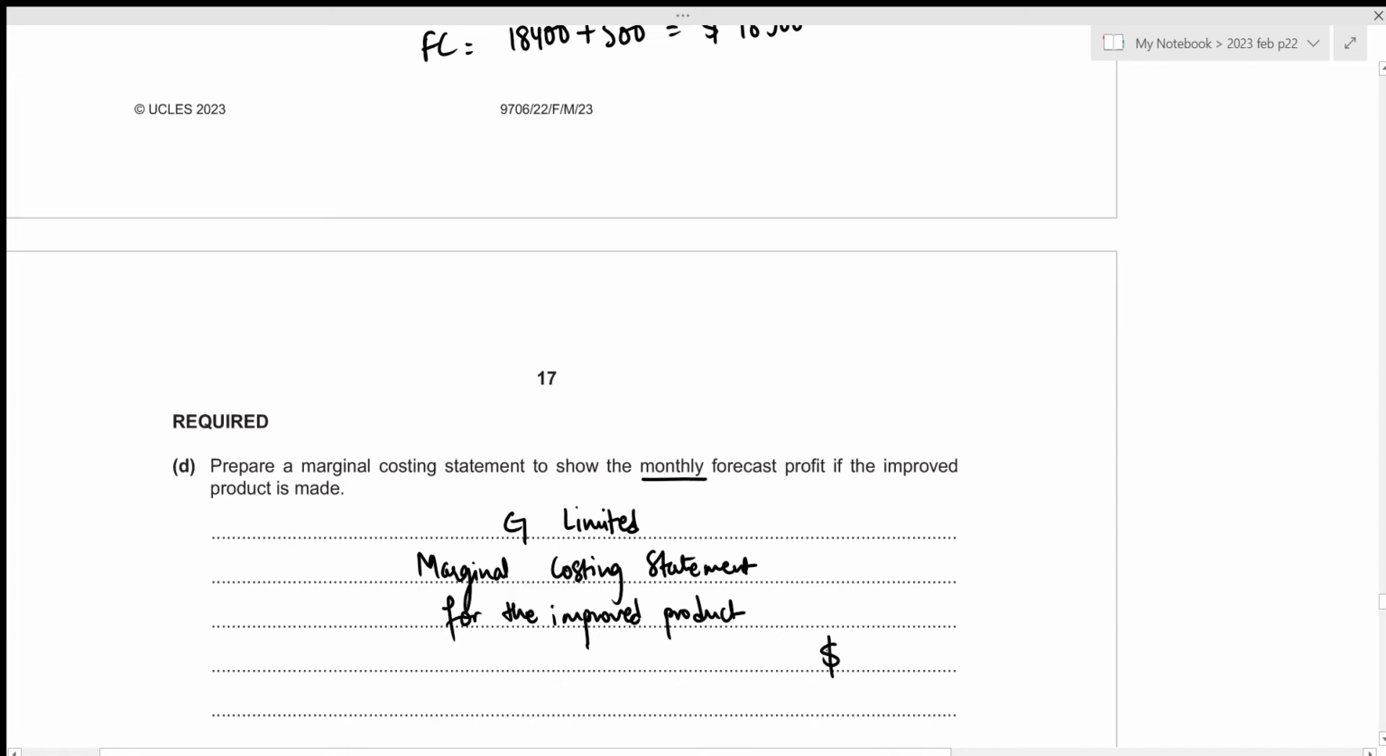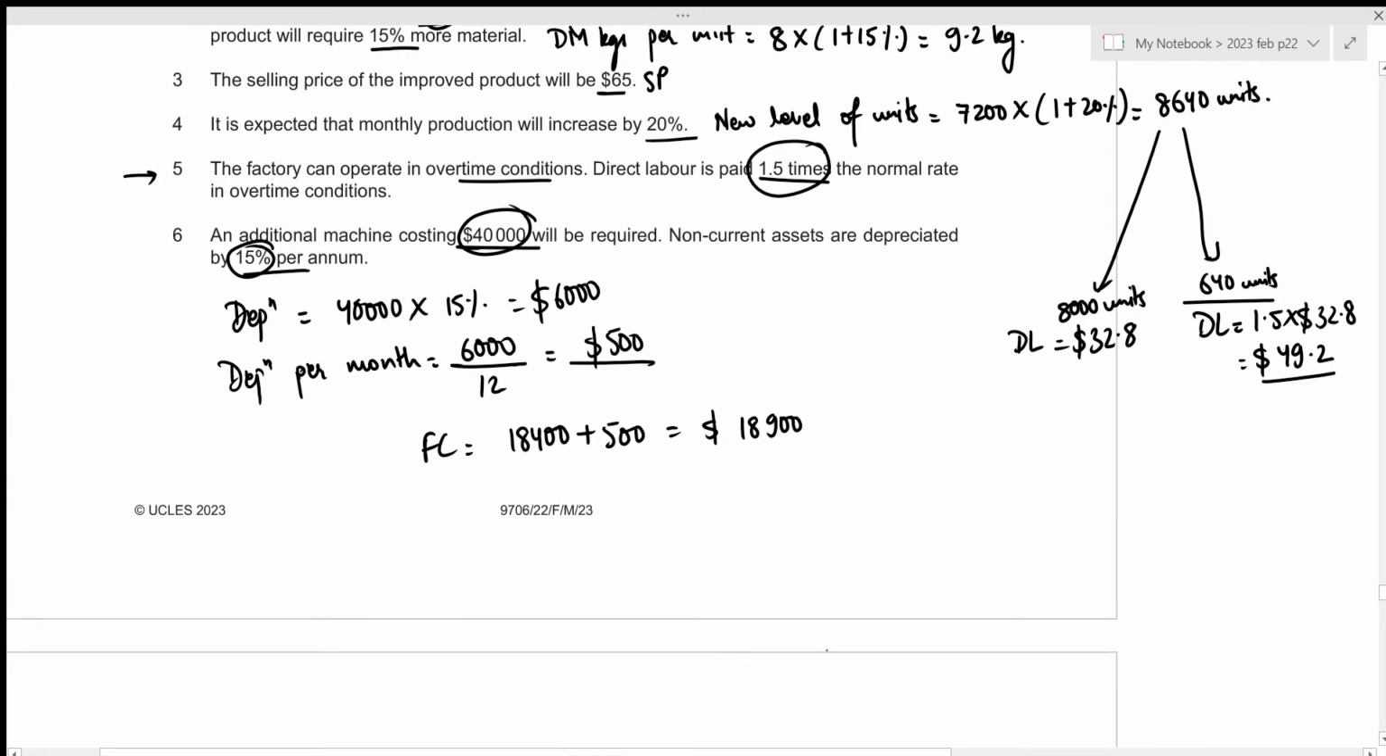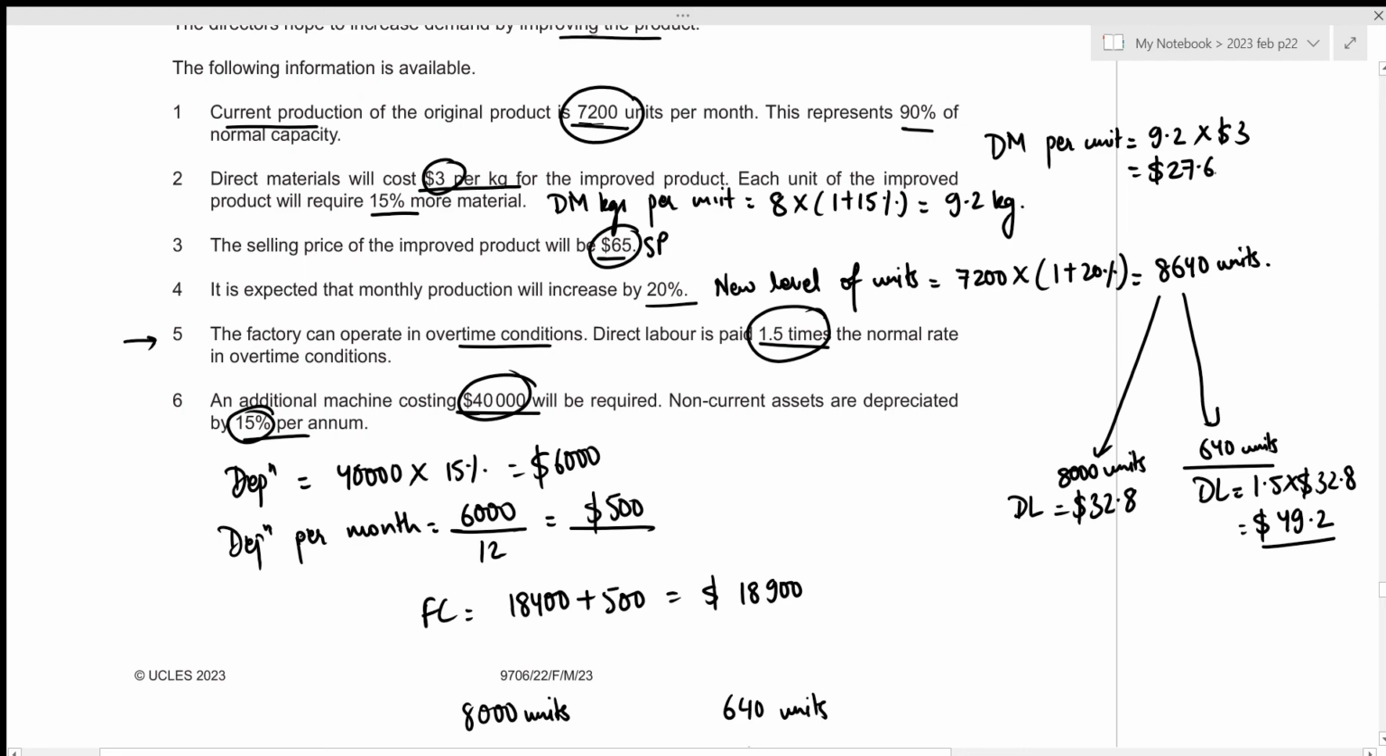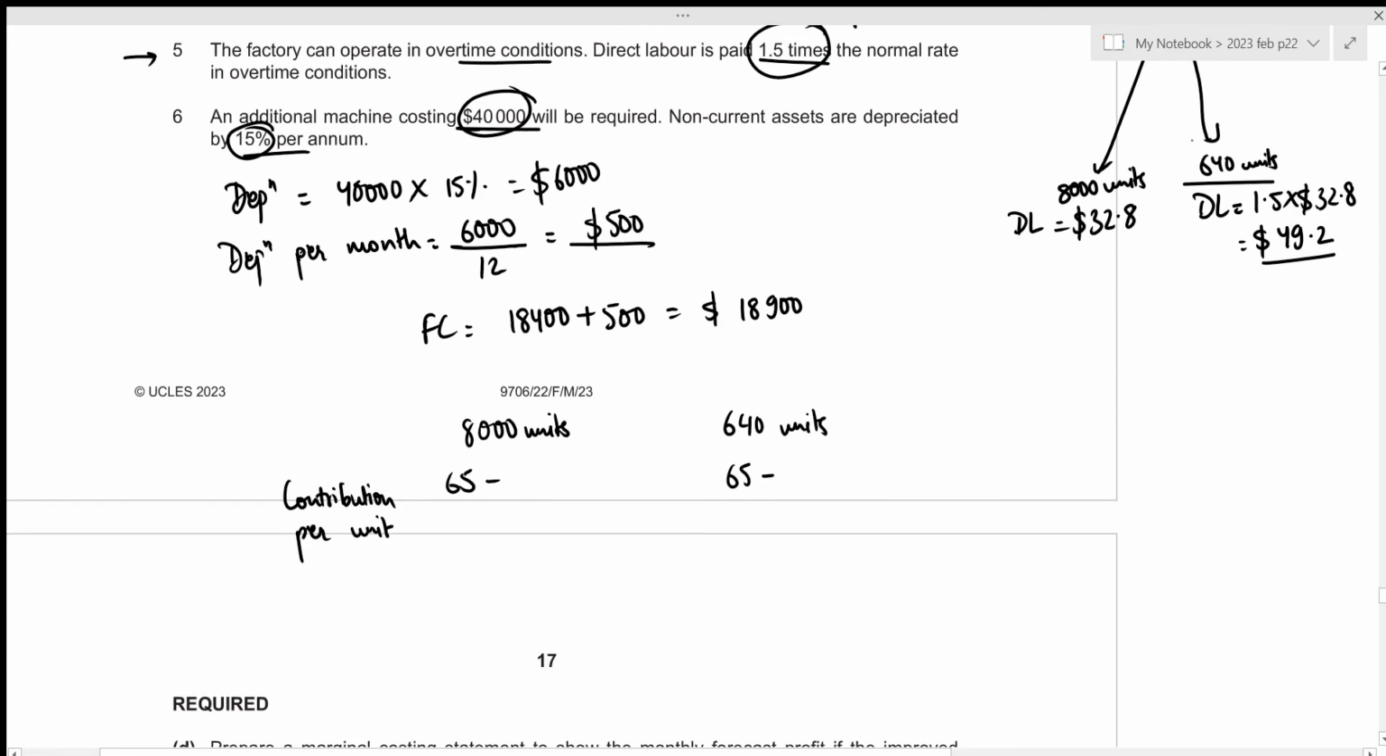All right. So it's easier if we start with our contribution per unit. But remember, we'll have two different contributions. So we have 8,000 units, which uses the basic rate of direct labor, and we have the 640 units, which uses the overtime rate for direct labor. Now let's figure out the contribution per unit for each of these levels of units. The selling price is going to remain the same for both of these. So that's 65. The direct material will also remain the same, and we have figured out our new direct material per unit to be 27.6.